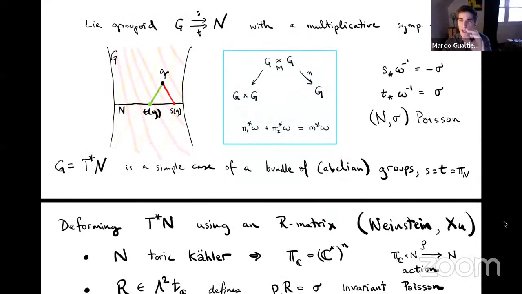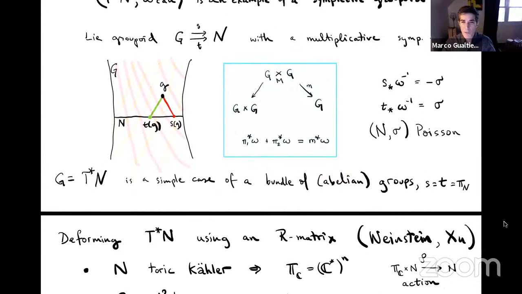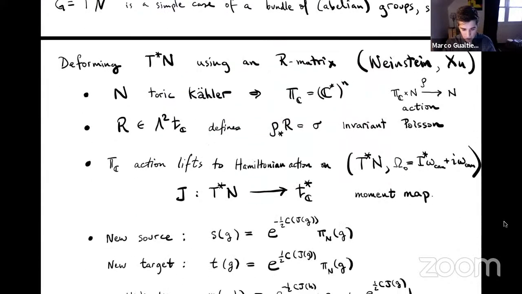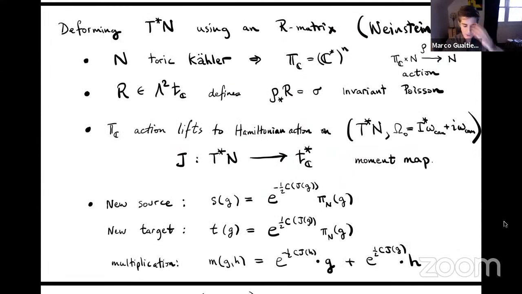Okay, so now I'm going to explain a very explicit way that you could modify the cotangent bundle to make it much more interesting. So how could you do that? I'll try to go through this in detail. Suppose that you had a toric Kähler manifold. This is the case that we're most interested in for the moment. So N is a toric Kähler manifold, and we're going to consider its cotangent bundle.